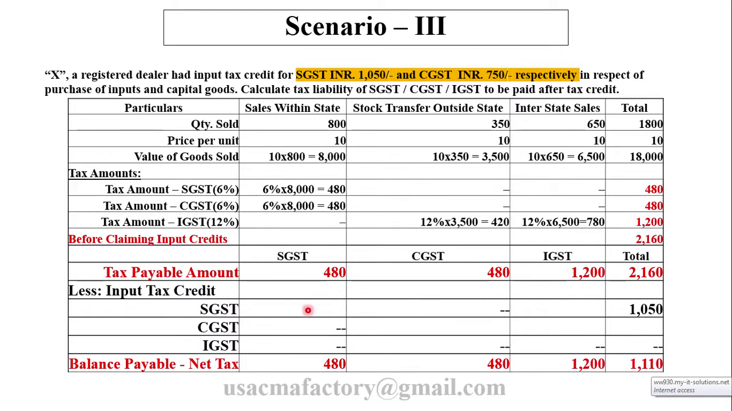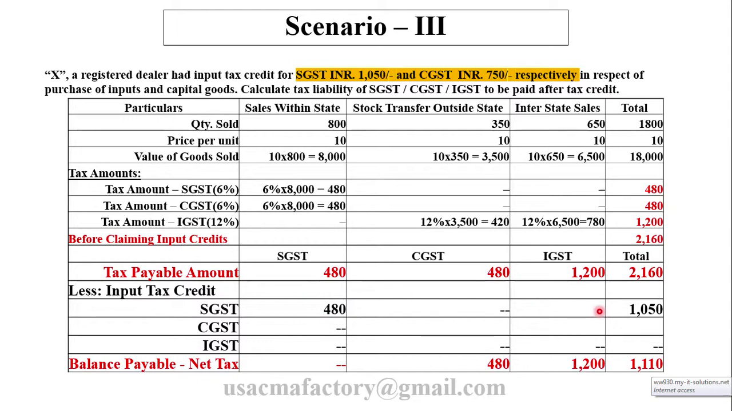So first, this is the SGST amount. What is the SGST amount? 480 is payable, but 1050 tax credit is available. Which one is higher? 1050 is higher. So we can claim this full amount of 480. So 480 is claimed fully.